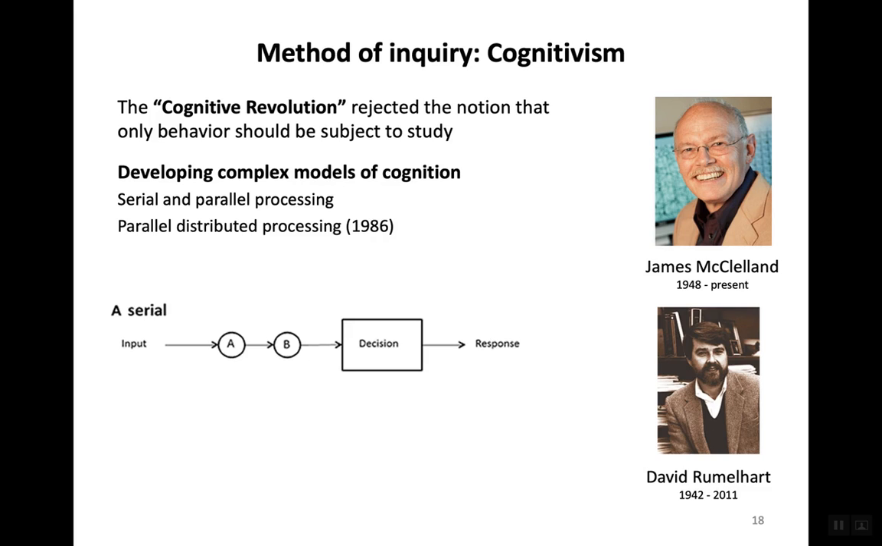So let's try to go over that. And the distinction that they paid a lot of attention to is that between serial and parallel processing. What happens when I'm trying to relate the input with a response to mediate that relationship? Perhaps what I do is a sequence of steps.